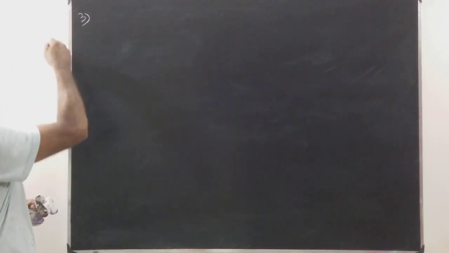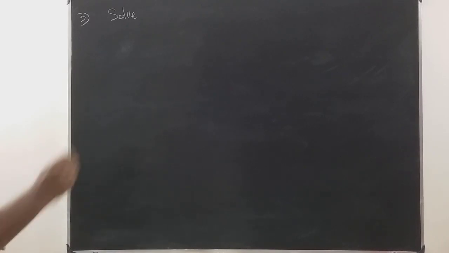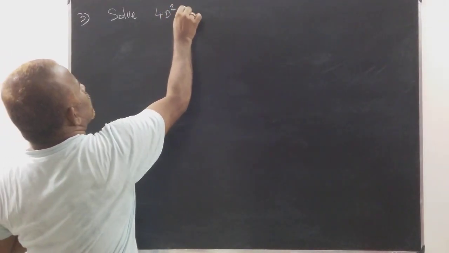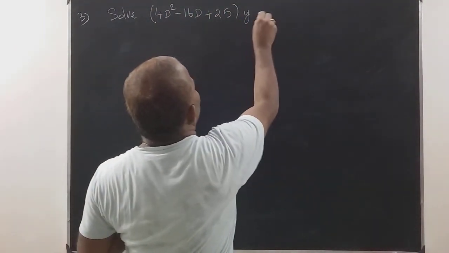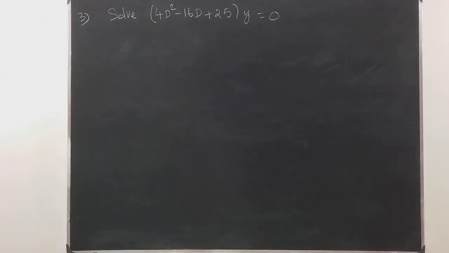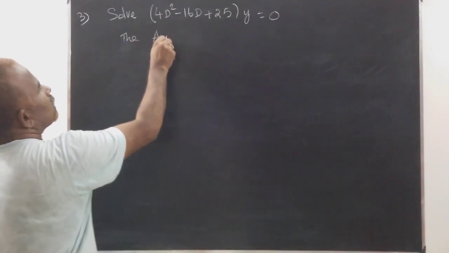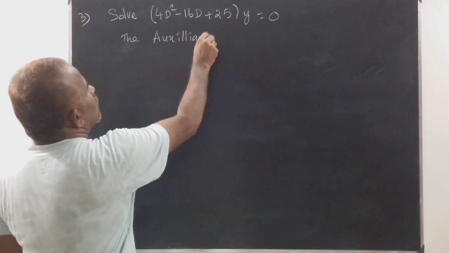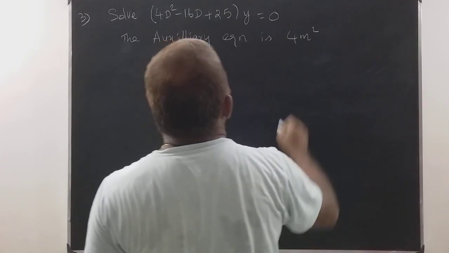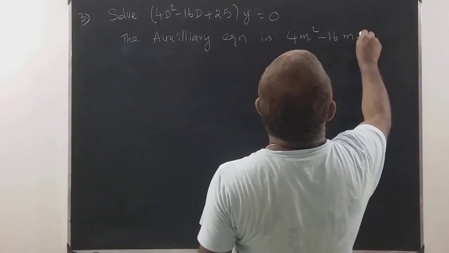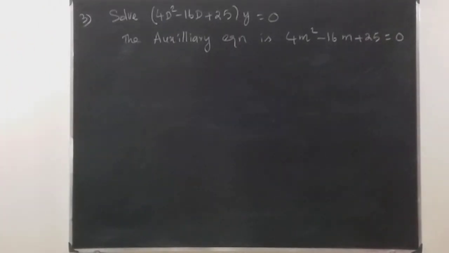The third problem is solve 4D squared minus 16D plus 25 into y is equal to 0. Here the auxiliary equation is 4m squared minus 16m plus 25 is equal to 0.